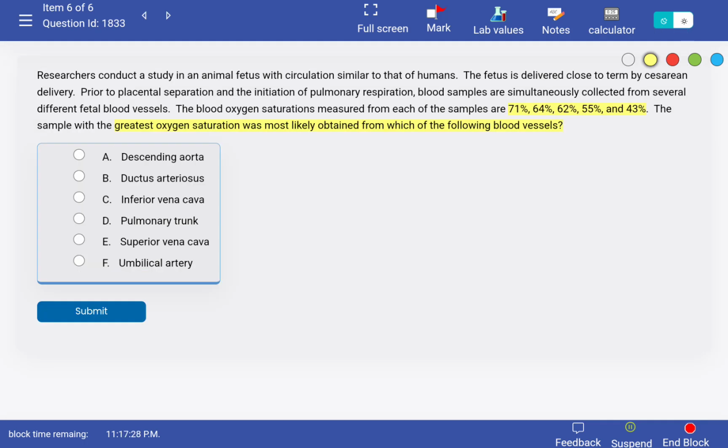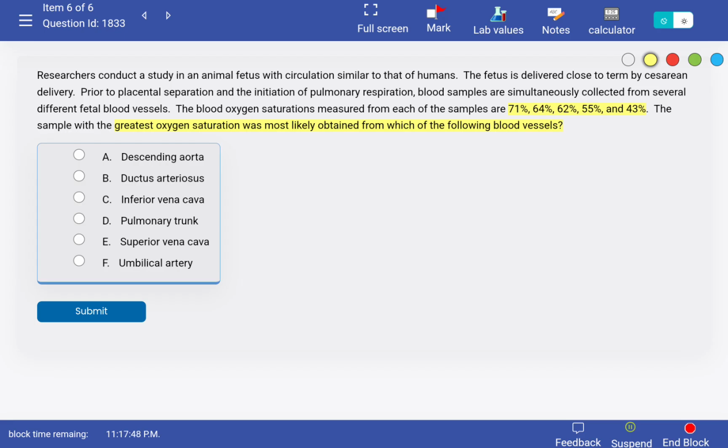In question number 6, we have researchers conducting a study in an animal fetus with circulation similar to that of humans. The fetus is delivered close to term by cesarean delivery prior to placental separation and the initiation of pulmonary respirations.